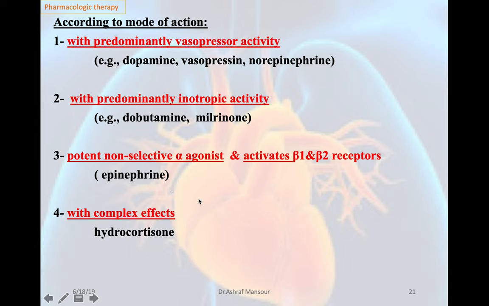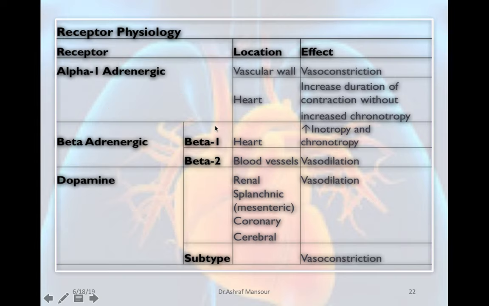And another one with a complex effect, which is hydrocortisone. These are the modes of action of the four. Epinephrine is the most important of them, and dobutamine is the most specific in the neonatal age, as it is the predominant inotrope. But if you want vasopressor activity, go for dopamine. Don't forget milrinone, with its inotropic effect plus its lusitropic effect and its effect on pulmonary hypertension.